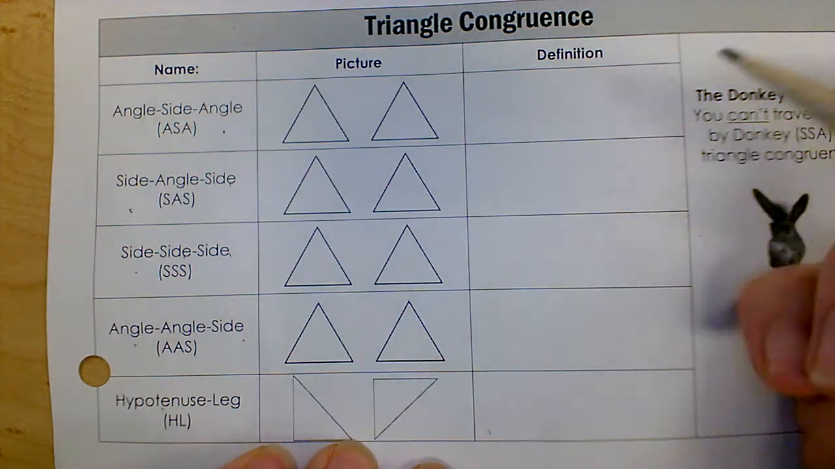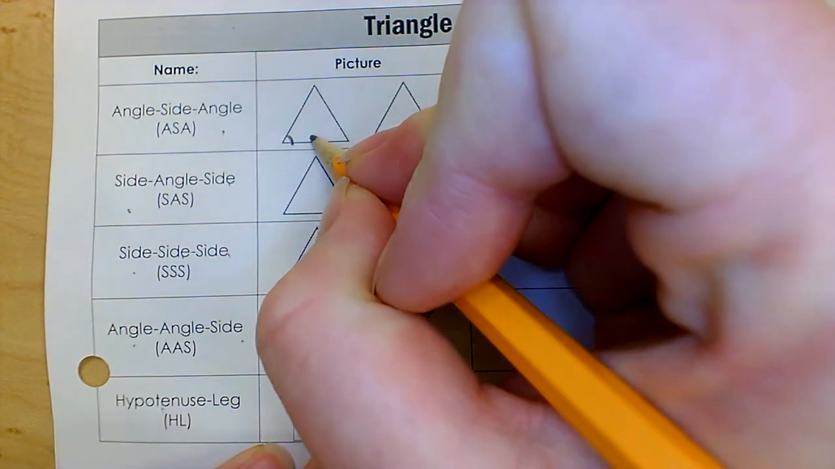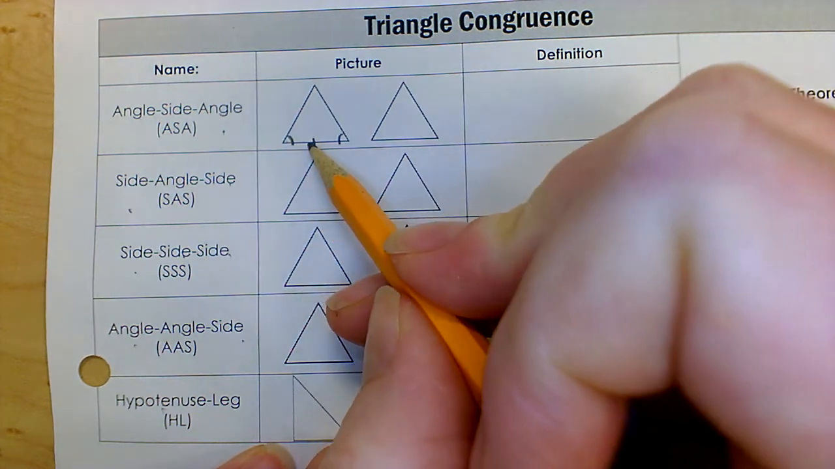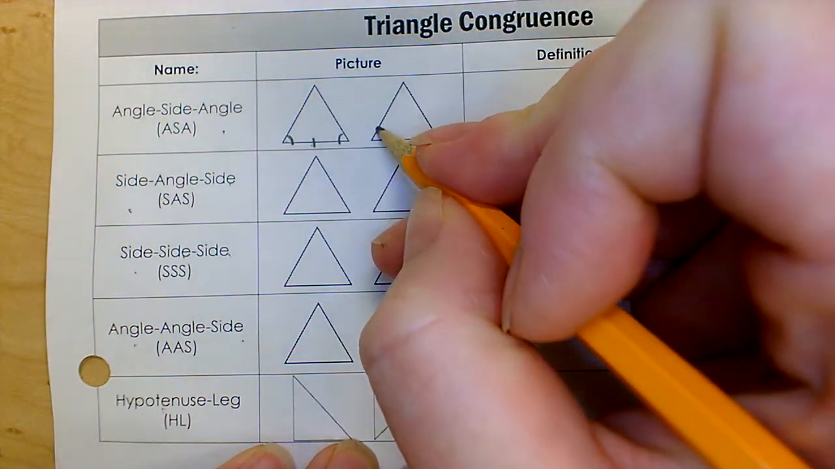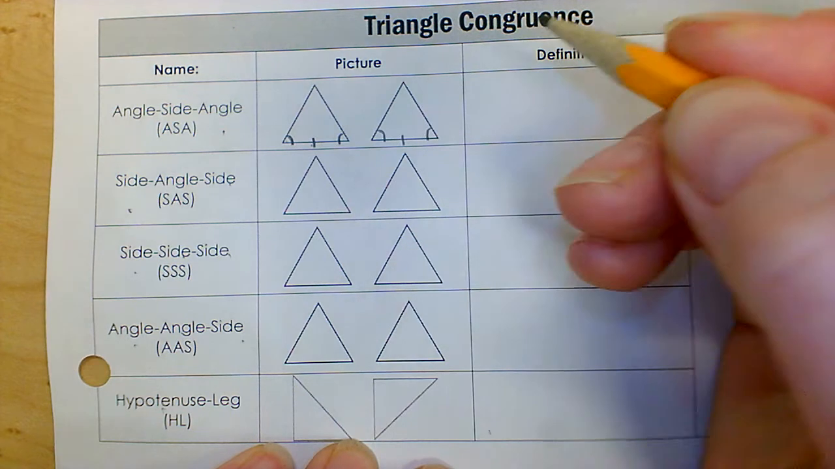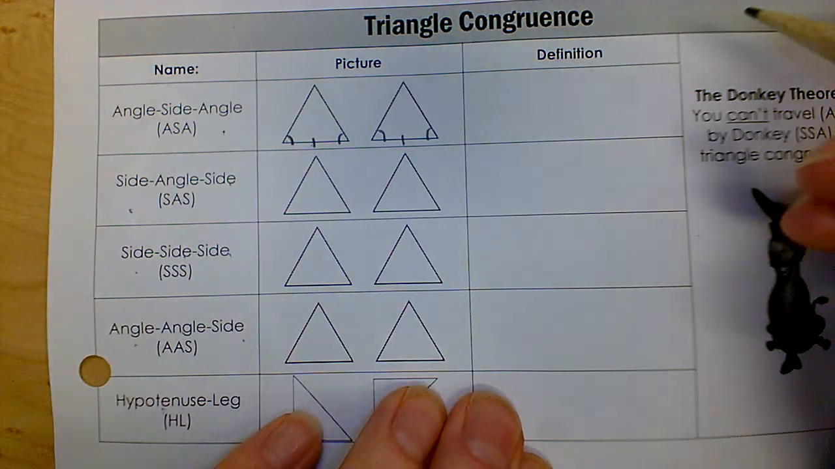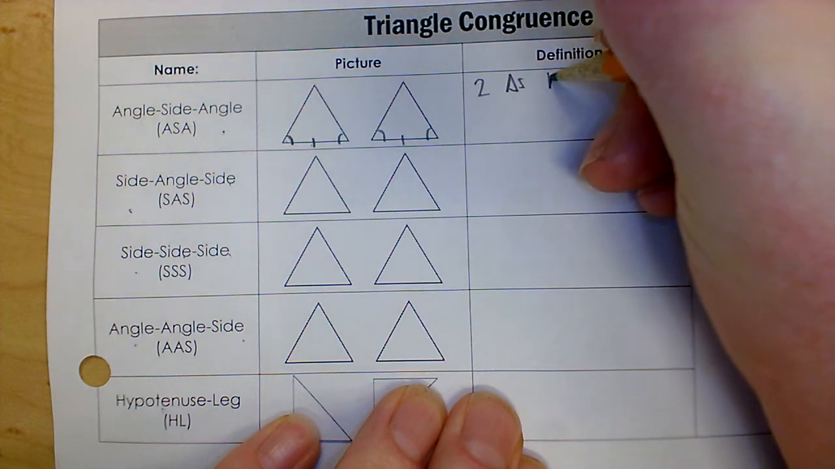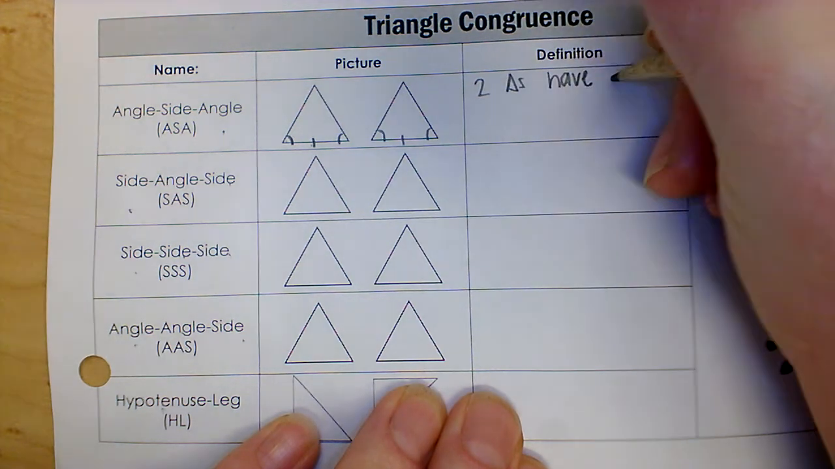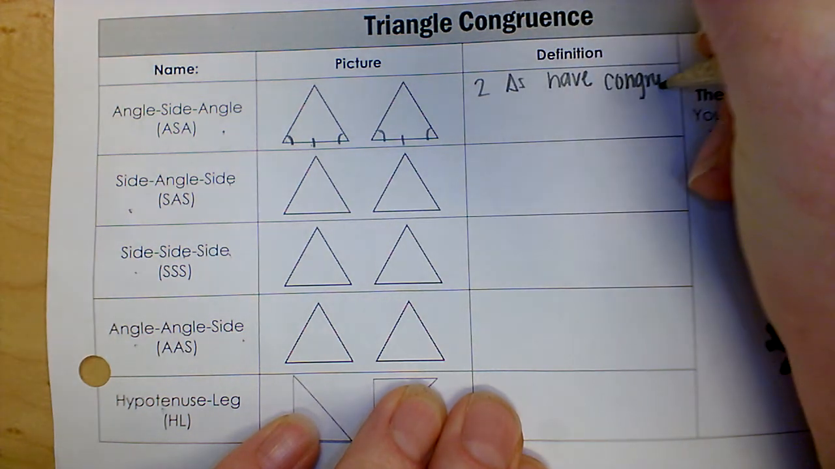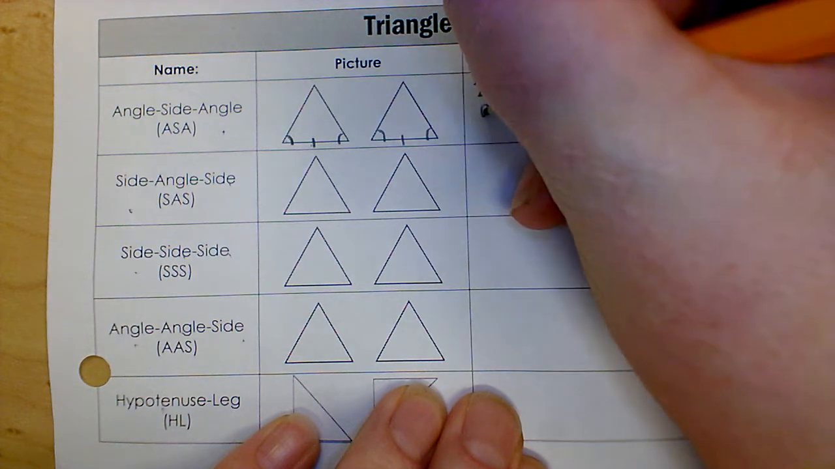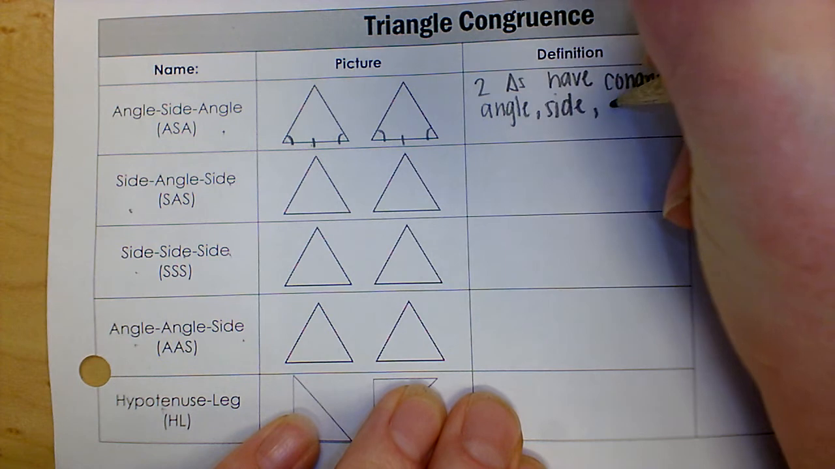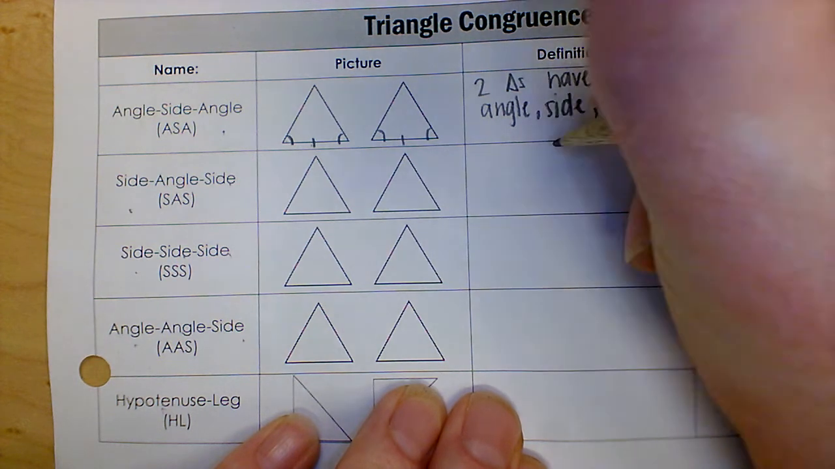When we have angle, side, angle, it looks like this. Angle, side, angle. Remember, it has to go in that direct order, from one angle to the closest side and then back to the closest angle. So it has to be the same on both triangles to be considered congruent. So it's when two triangles have congruent angle, side, angle in that order.